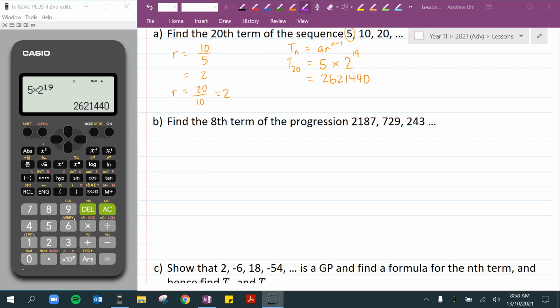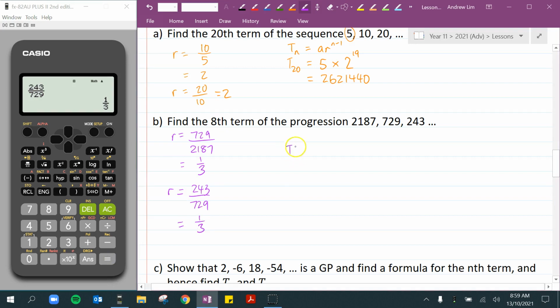Okay, so I can clearly see here that there isn't a common difference. So I'm going to test to see if there's a common ratio. We'll do 729 divided by 2187. That's a ratio of 1/3. And let's try the other one to make sure it's common: 243 divided by 729. That's also 1/3. Good, so we know that we are dealing with a GP.